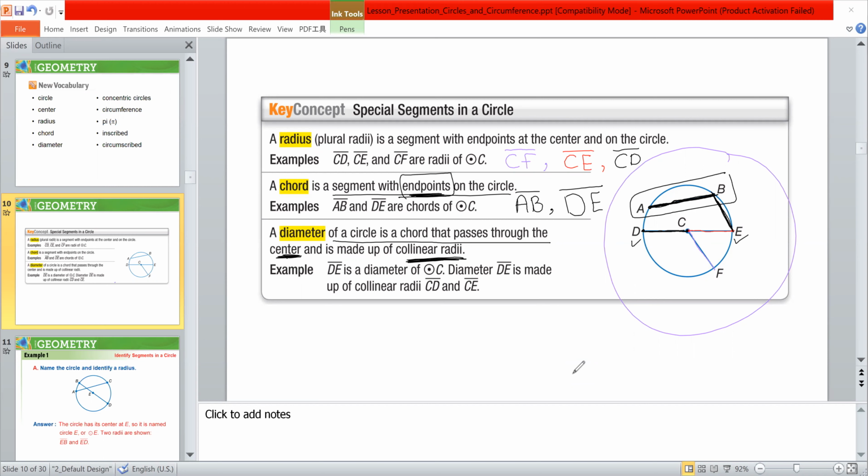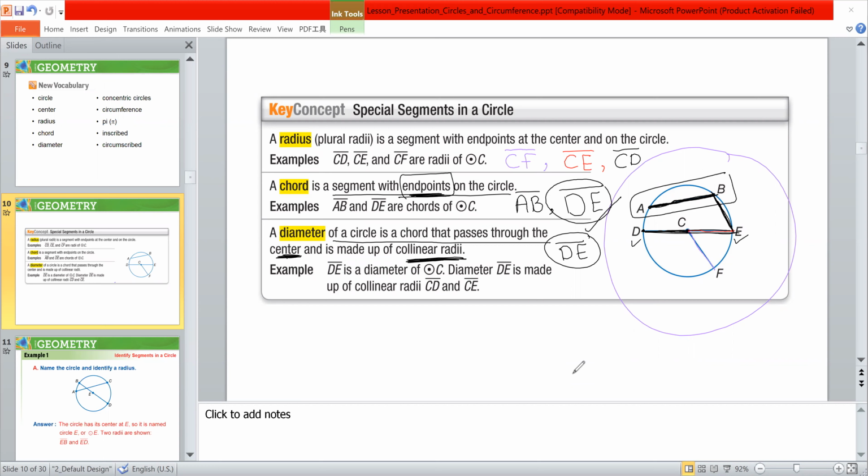So our diameter here is DE. So DE is a diameter. So I can write here DE. Mister, you wrote DE before in the chord. So it's a chord, but a chord with an additional condition which passes through the center. So DE represents a diameter and also represents a chord. Okay? These are the three main definitions in our lesson.